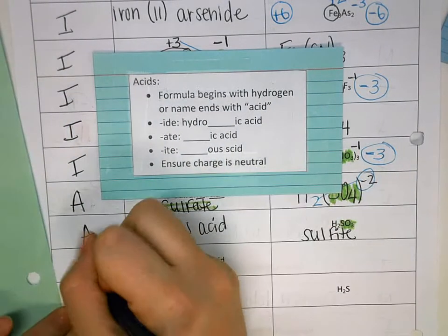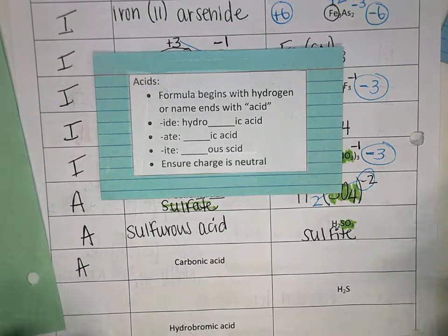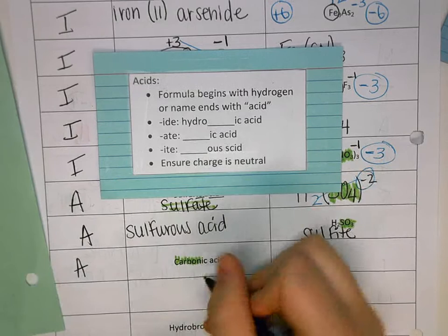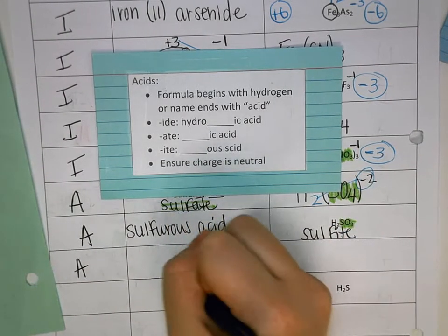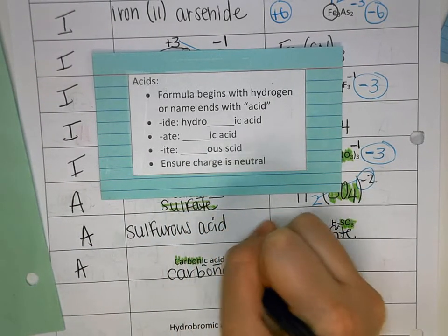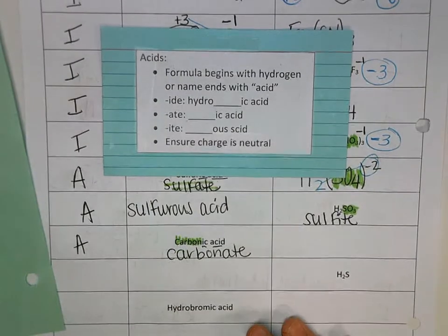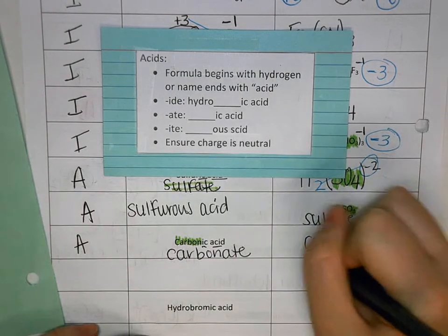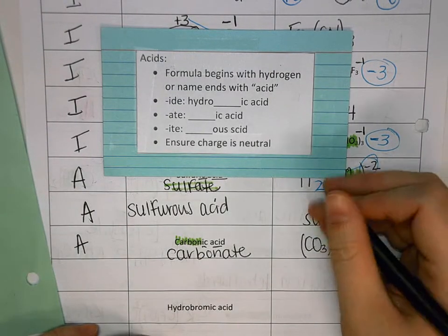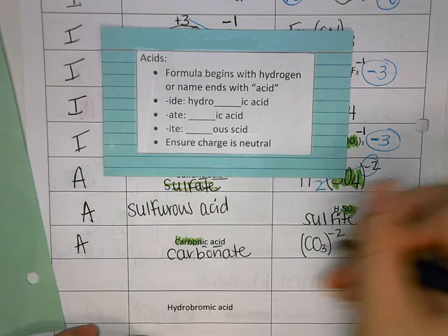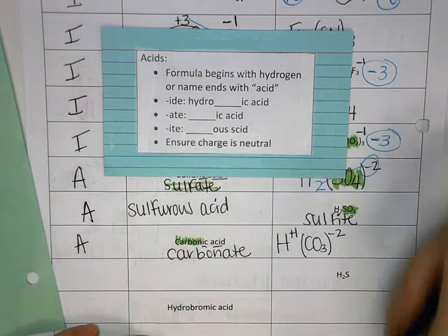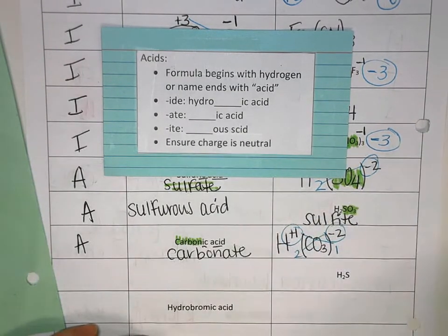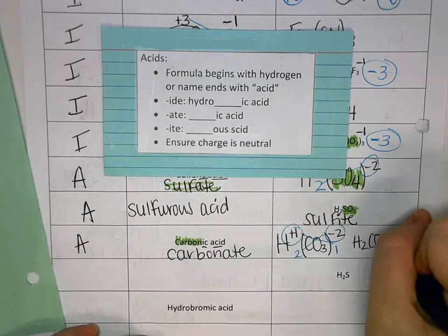Next I have carbonic acid, so obviously an acid there. And this carbon here is a blank-ic acid, which means that the carbon originally ended with ATE. So this was originally carbonate. So I got to look up my formula for carbonate. That would be CO3 with a -2 charge. We put hydrogen in front because it's an acid. So if we crisscross our charges, I get H2CO3, carbonic acid.